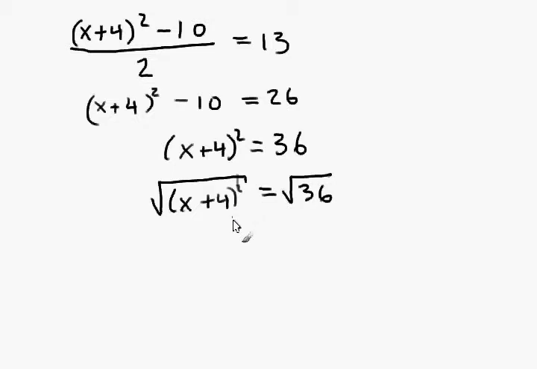These cancel out, the square root and the square, so we're left with x plus 4, and it's equal to plus or minus 6. But we still need to solve. We don't have just x is equal to. This is not a solution. We need to subtract 4 from both sides.